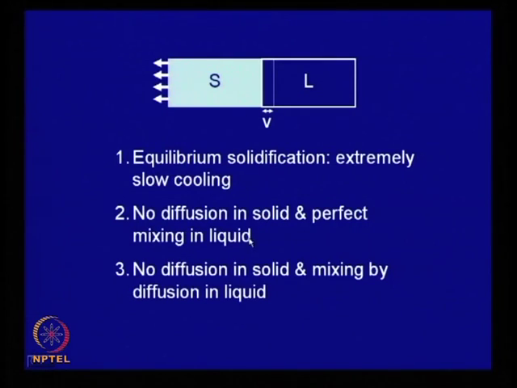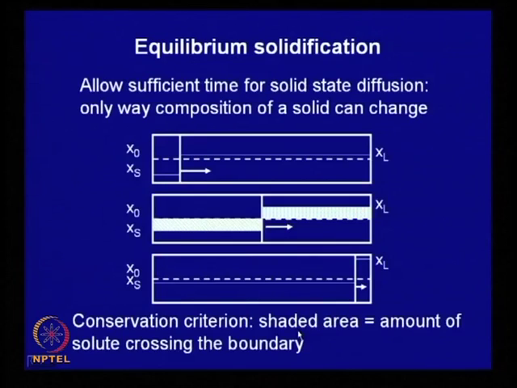Now, in the second case we assume that the movement of atoms in the solid is very slow and there is no diffusion taking place, but still there is perfect mixing in the liquid. And in a third case we assume there is no diffusion in solid, but in the liquid there is not perfect mixing; the mixing takes place by diffusion. So, let us look at these three cases one after the other.